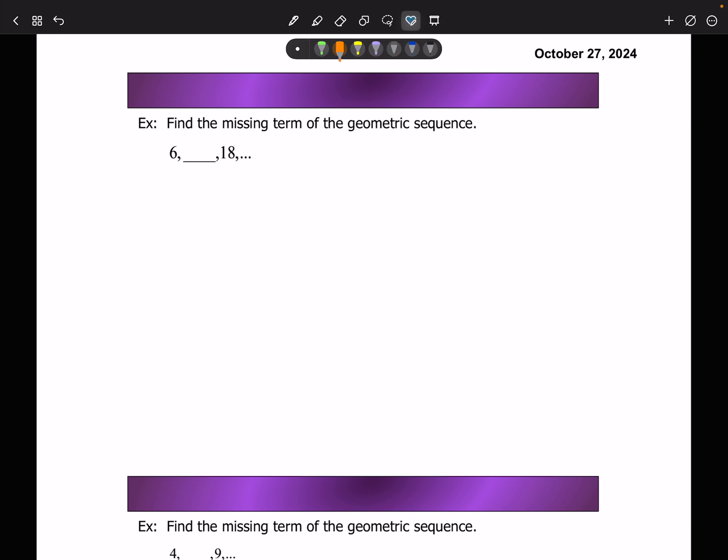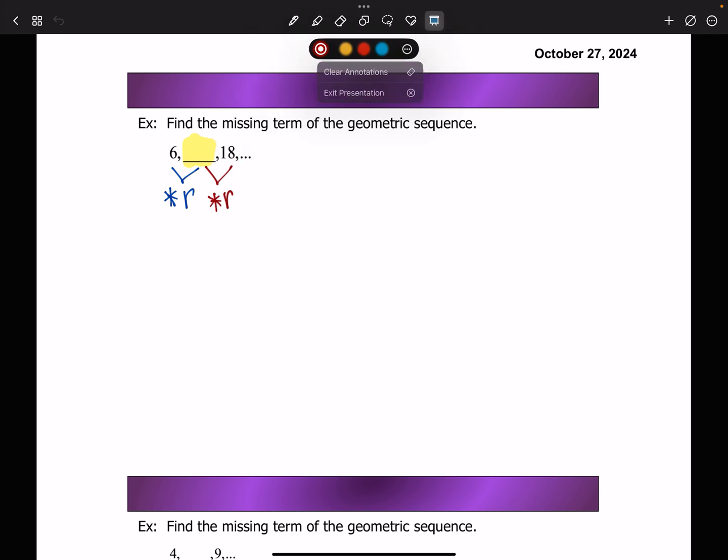So what we're going to do is think about what we would normally do. We would take 6 and multiply it by the common ratio r, and that's going to give us this value right here. Then we would take that value and multiply it by the common ratio r, and that would give us the 18. So to go from 6 to 18, we take 6 times r, then times another r, and that will equal 18.